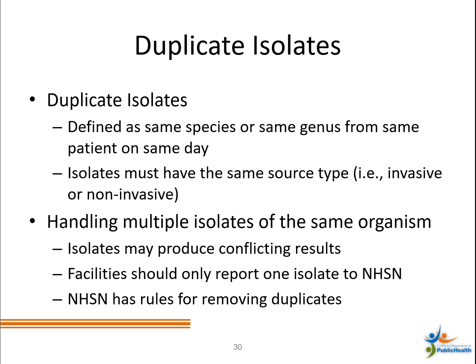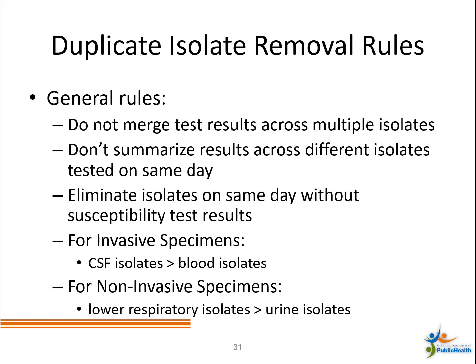Duplicate isolates are when multiple isolates which share the same organism, patient, and source are collected on the same day. Because multiple isolates from the same day can produce conflicting results, NHSN specifies that facilities only report a single isolate, with rules specifying the selection of duplicate isolates.